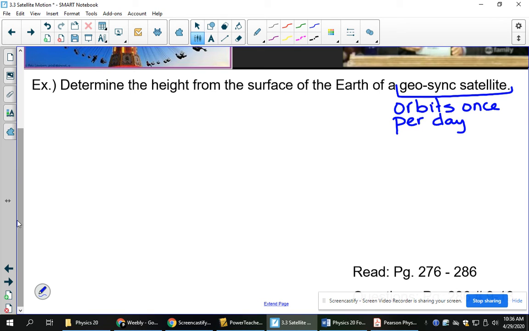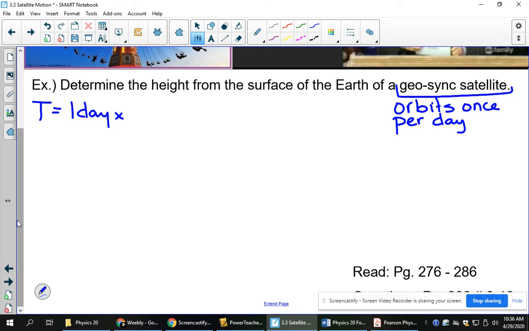So when we say it like that in English, it orbits once per day, what are we actually saying? We're saying the period of orbit is 1 day, or the T is 1 day. But I cannot use those units, days. I need to use seconds.